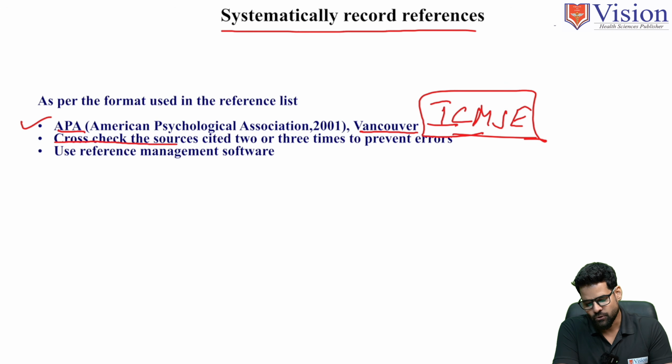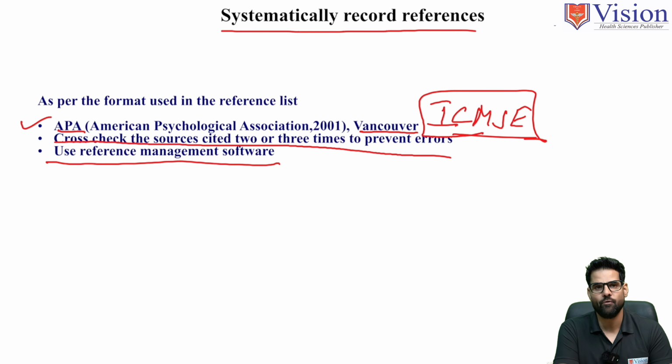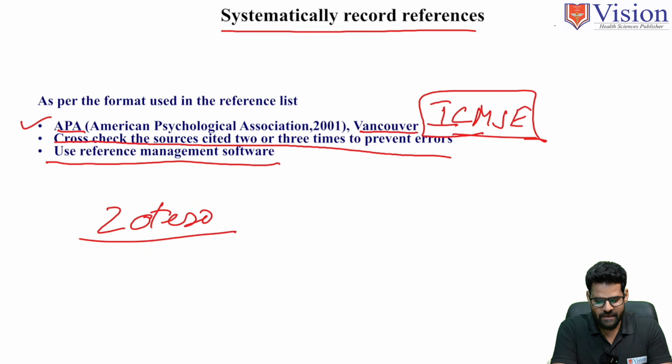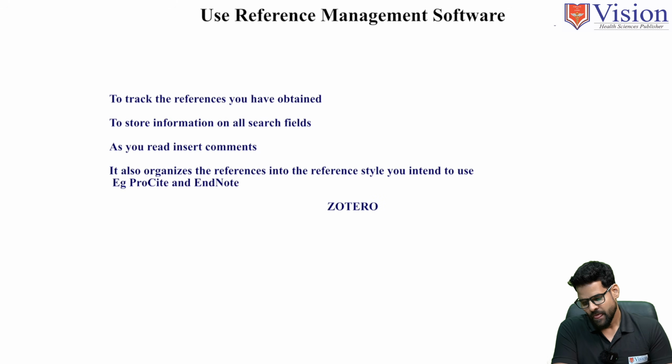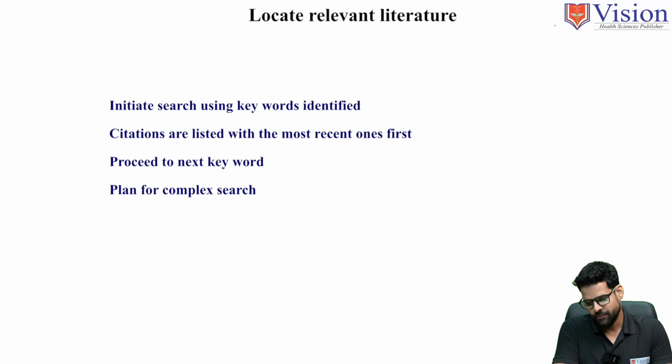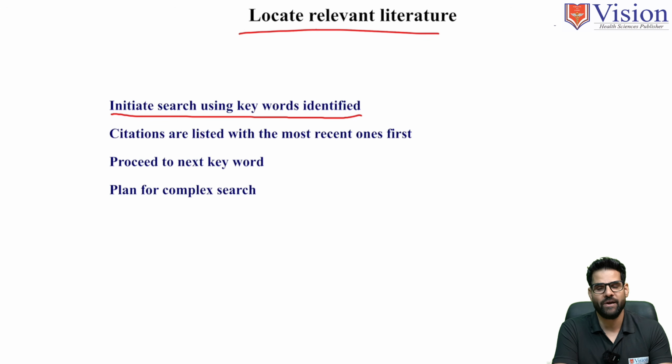Then cross-check the sources cited 2 or 3 times to prevent errors. Use the reference management software which I have already told you about, Zotero. I will take one class on Zotero, Mendeley or EndNote. So these are the reference management software which I have already told you. Then locate all the relevant literature. So do the initial search using the keywords identified. You have to start with that.